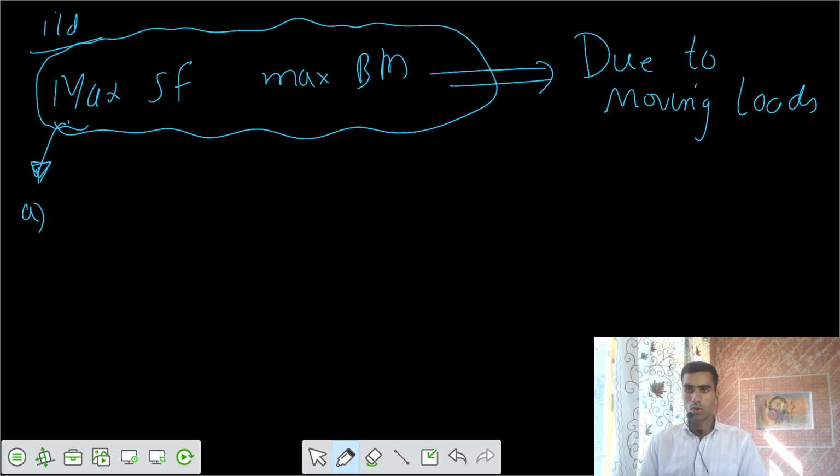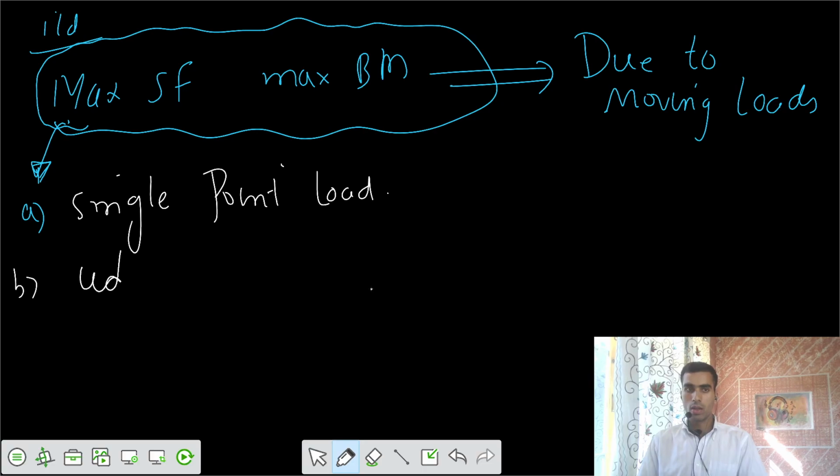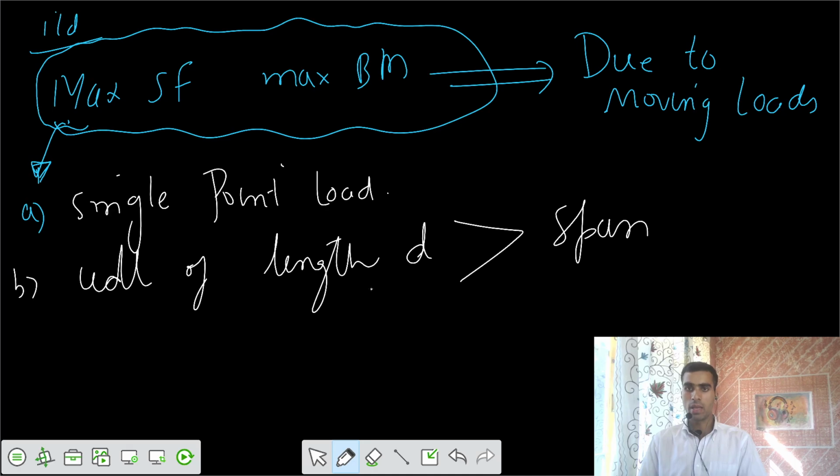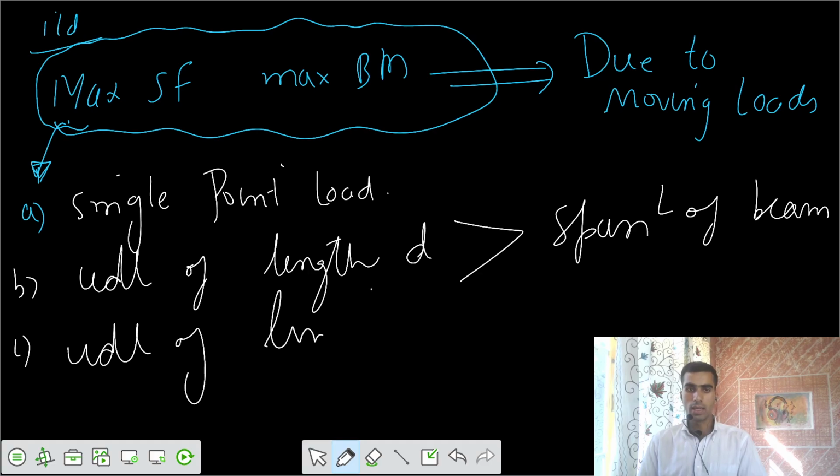Now first kind of load is that if we have single point load, it can be occupied anywhere on the beam. Single point load. Second one is that when you have UDL of length d greater than the span length, span L of the beam. And third one is that UDL of length d that is lesser than the span of the beam.